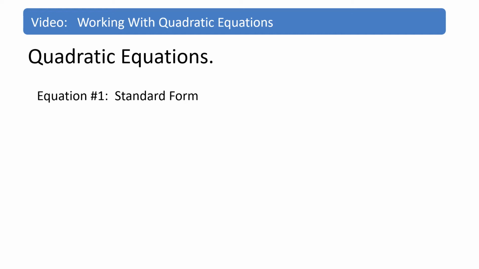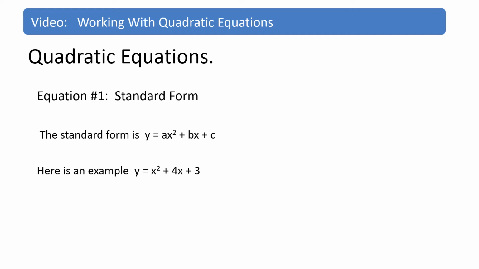Equation number 1, the standard form. The standard form for a quadratic equation is written y equals ax squared plus bx plus c. Here is an example. y equals x squared plus 4x plus 3. What does this equation tell us about the function?